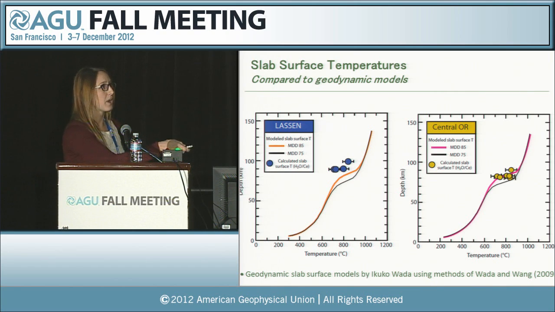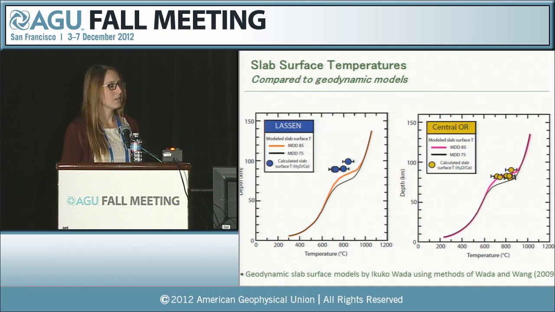First, looking on the right to Central Oregon, you can see that the temperatures calculated using the water cerium ratio overlap very well with the modeled slab surface temperatures. Lassen, on the other hand, agrees fairly well, but has slightly lower temperatures than are expected from the modeled temperatures.